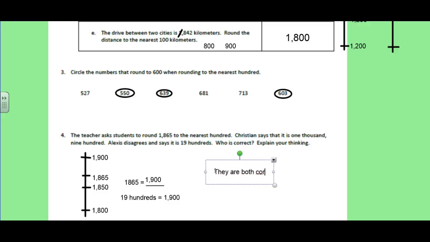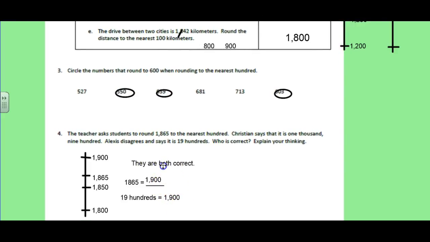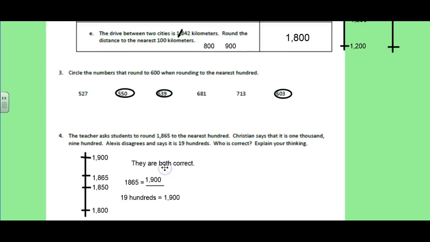And for this one, we don't necessarily have to explain our thinking because our number sentences right here did that. By you writing 1900s is equal to 1,900, and by you putting what the number actually rounded to, you can see that these two are the same. So what we wrote right there is actually us explaining our thinking.